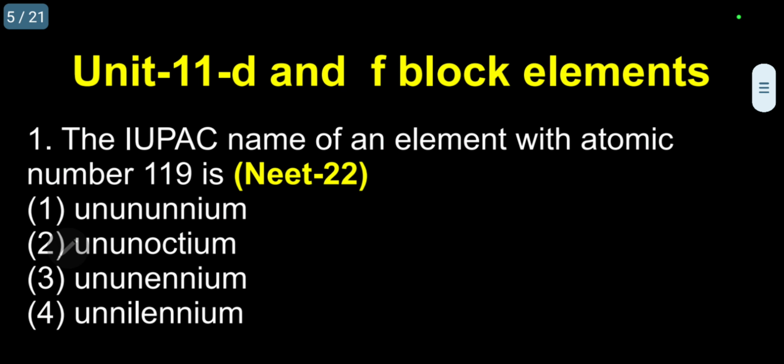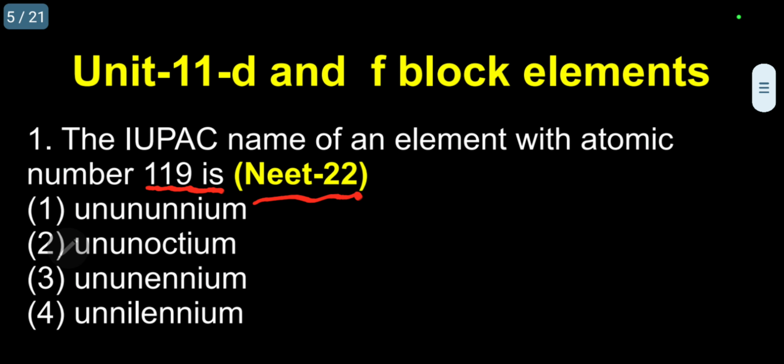The IUPAC name of an element with atomic number 119 was asked in NEET 22. When a new element is discovered, before giving a proper name, the IUPAC method is used. So according to this, how will we call 119? Option 1, unium. 2, actium. 3, ennium. 4, nil ennium.